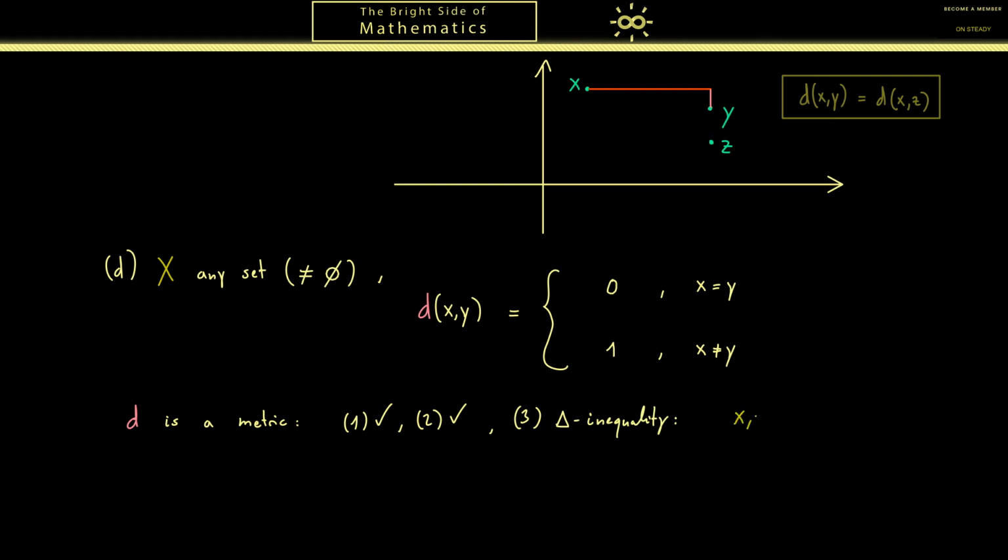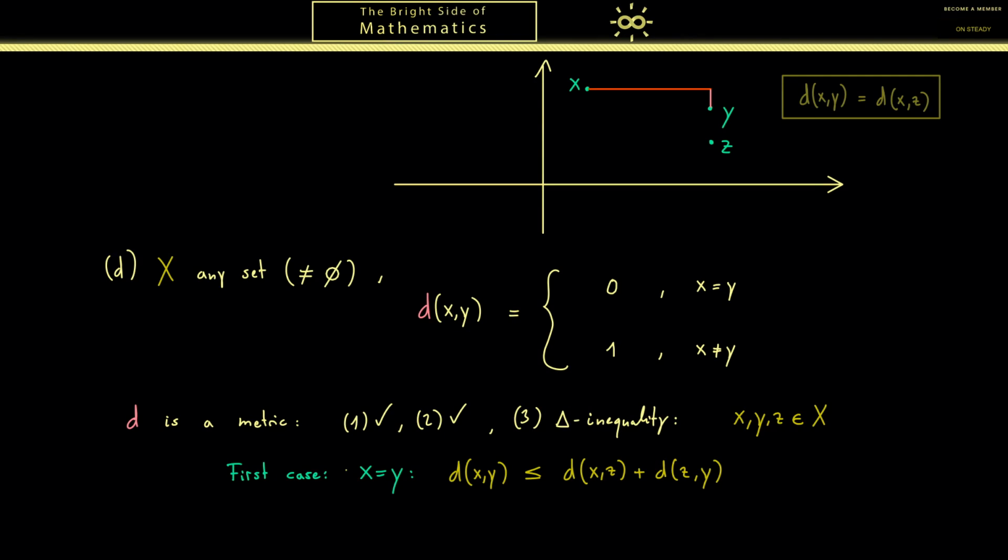In order to show that, we need 3 points, so x, y, and z out of the set, and then we look at the inequality. This means that we go the detour over the point z, or in other words, we add the distances on the right. Okay, so this is what we have to show in general. So let's first look at 2 different cases.